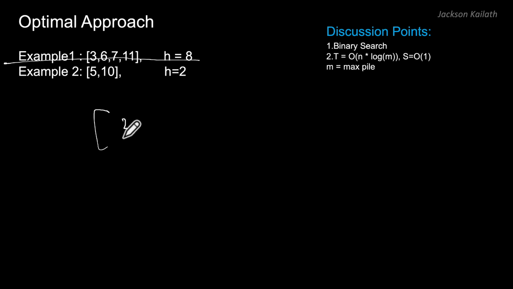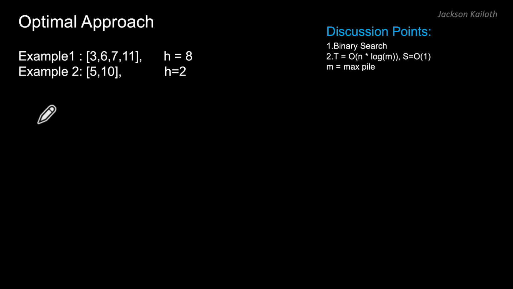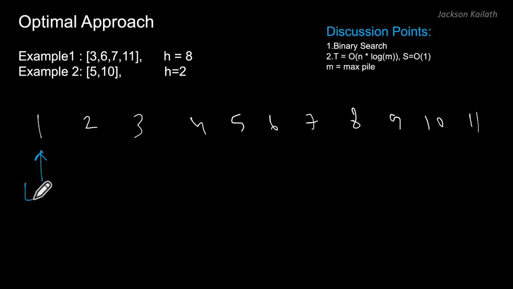If this is the array which is given to us, 3, 6, 7 and 11, we know that max of piles is equal to 11, and therefore the minimum workable speed has to be a value between 1 and 11. Okay, so let me just write that over here. So 1, 2, 3, 4, 5, 6, 7, 8, 9, 10, 11. Now the way that we are going to identify the minimum workable speed is by using two pointers. So I've left over here and right over here. Okay, and again this is just normal binary search.